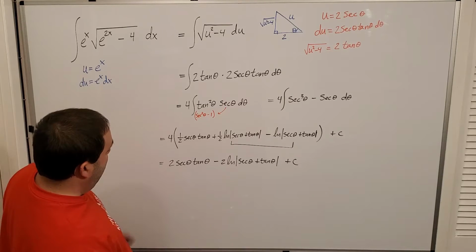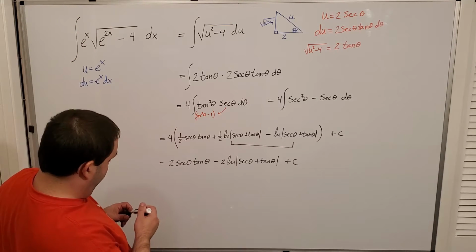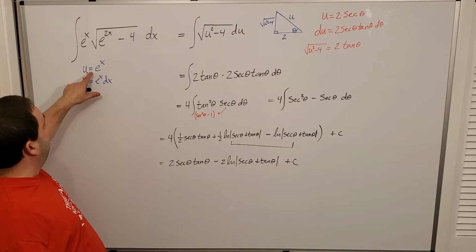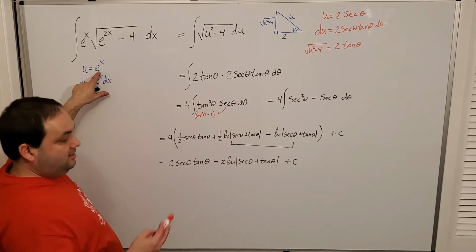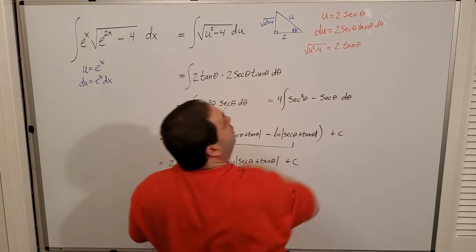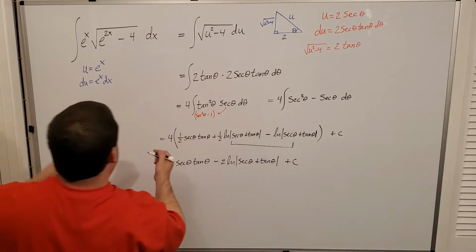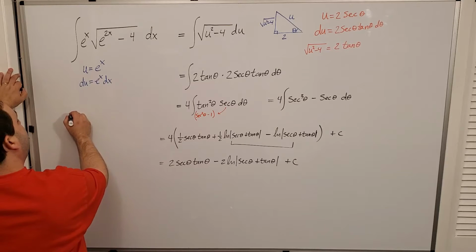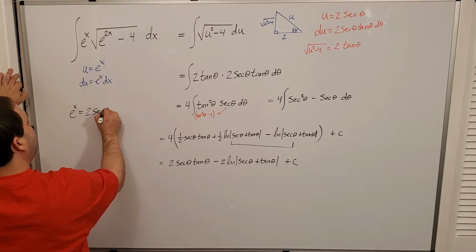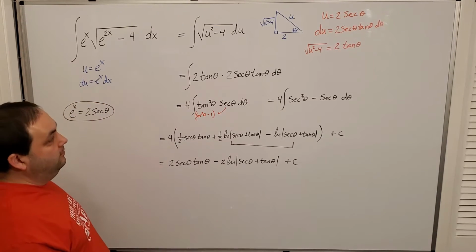Okay? Now I just need to convert it back into our x universe. First thing I want you to notice is that u is equal to e^x, and u is also equal to 2 secant theta. So I'm going to bring those two together with the transitive property, and notice that e^x is equal to 2 secant theta. Right?